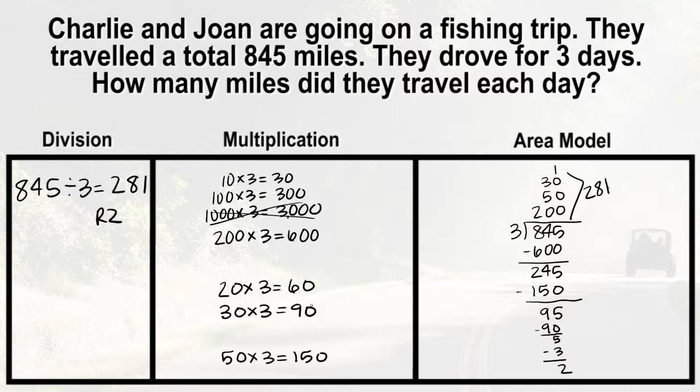Did we answer the question? Not yet. 281 is the number of miles they drove each day. The remainder 2 represents 2 additional miles that they need to drive. Perhaps they drove 2 extra miles on one day, or maybe they split the 2 extra miles over 2 days. In the problems we solved, we used one possible combination of partial quotients. It is important to remember that there are many combinations that will result in the correct quotient.